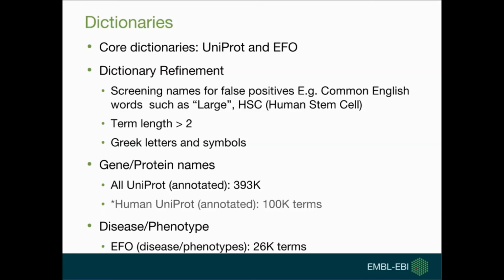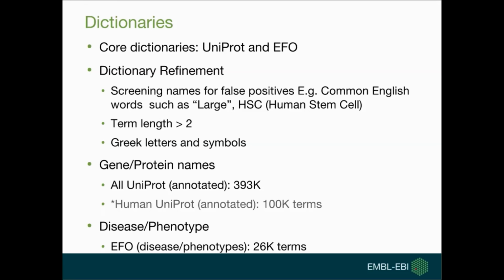For example, some of the entries are ambiguous with common English words like large, or other domain-specific terms like human stem cells. We screen out all the ambiguous terms, and we also screen out all the terms having length less than 2, because such terms would introduce false positives. We also generate new terms by replacing Greek letters with their symbols.